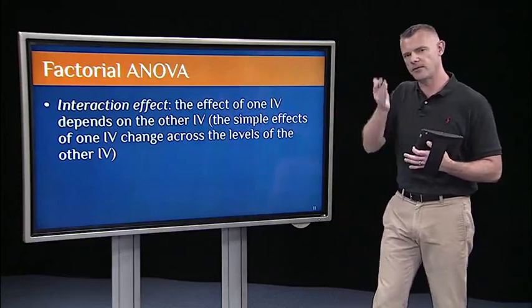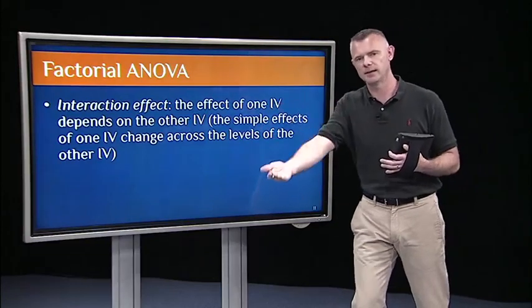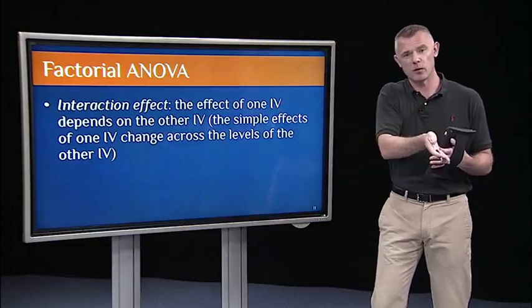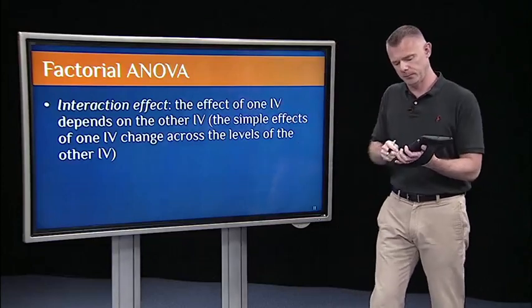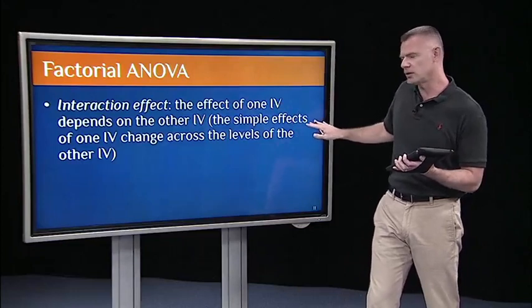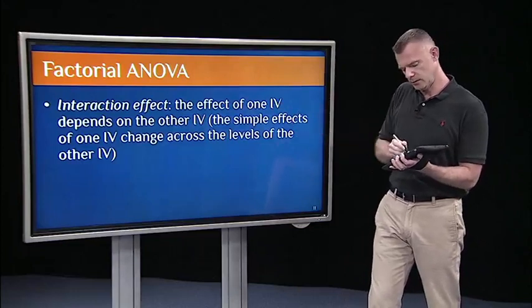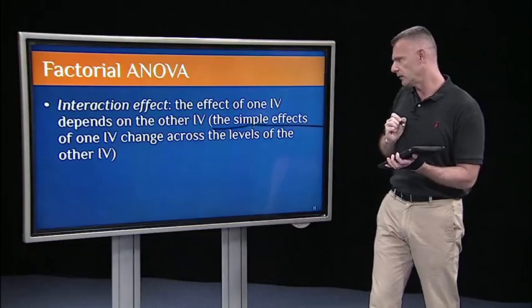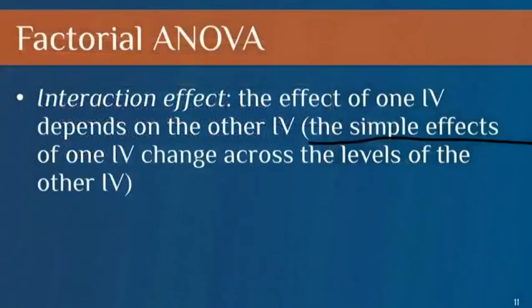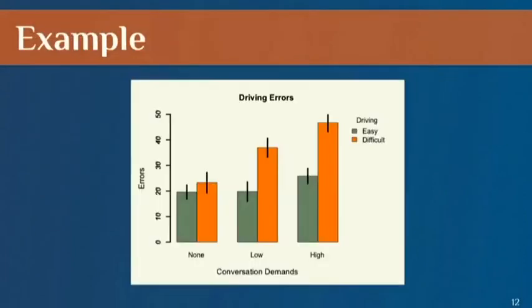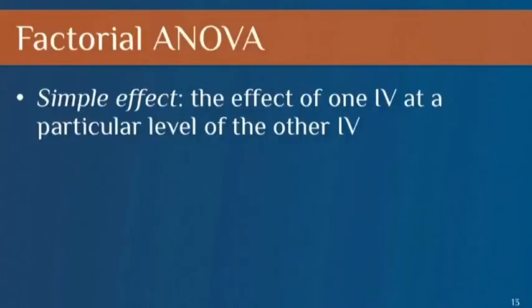In correlational research in multiple regression, we call it a moderation effect. Basically the same thing. The effect of one IV depends on the other, or the effect of one predictor depends on the other. Another way to say that is in terms of simple effects. So this piece in parentheses: the simple effect of one IV changes across the levels of the other. Well, what's a simple effect? Let me bring you back to the bar plot in a second. A simple effect is just the effect of one IV at a particular level of the other IV.